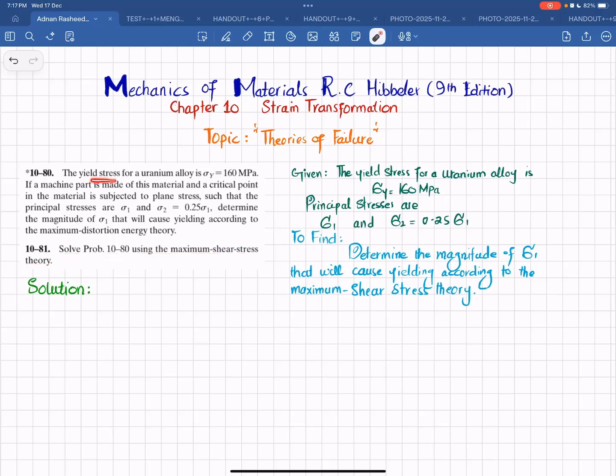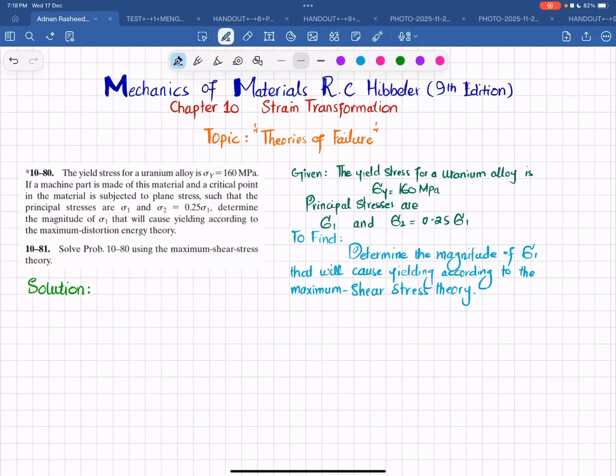The yield stress for uranium alloy is 160 megapascal. If the machine part is made of this material, and a critical point in the material is subjected to plane stress such that the principal stresses are sigma 1 and sigma 2 is 0.25 times sigma 1, determine the magnitude of sigma 1 that will cause yielding, using the maximum shear stress theory. So let's start with the solution.